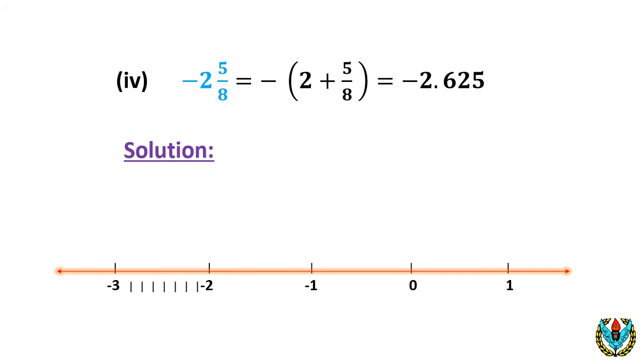Dear students, you can see that the fraction part of this number is 5 by 8, where 8 is the denominator. So we can divide the area between minus 2 and minus 3 into 8 equal parts. And because its numerator is 5, we count 5 lines from minus 2, and the arrow shows the place of the number minus 2 whole number 5 by 8.